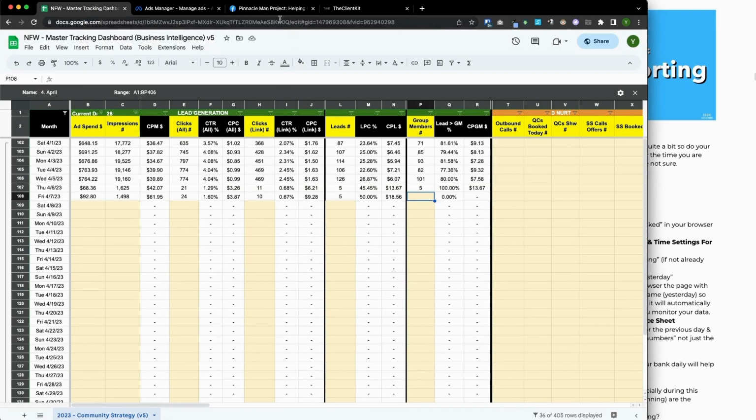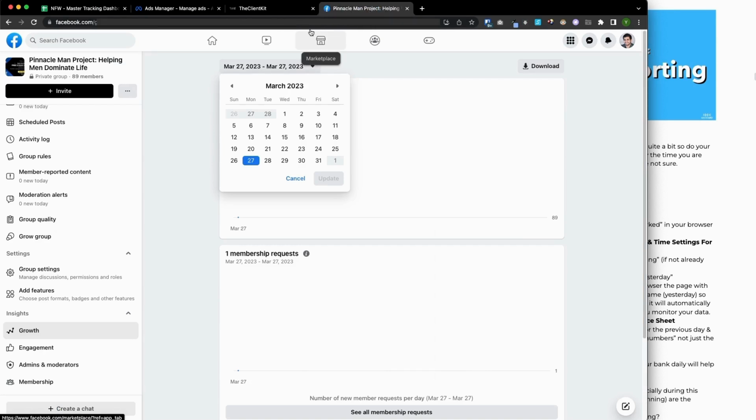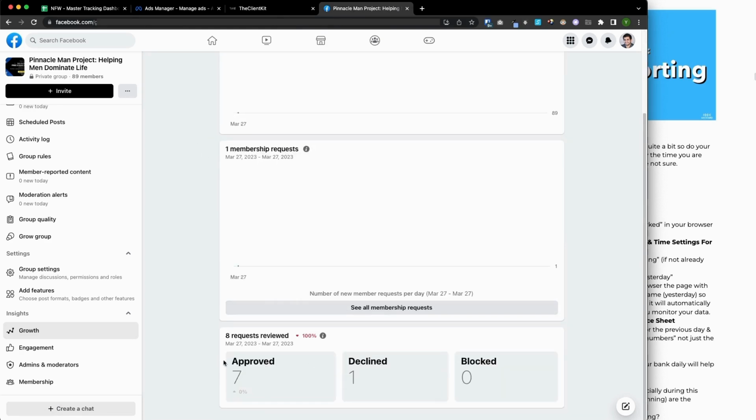Again, I know the dates are all wonky and messed up, but just run with us, right? So imagine that this is actually 4/7. In this case, it's March 27th. We're going to go down here. We're going to say, okay, how many did we approve?